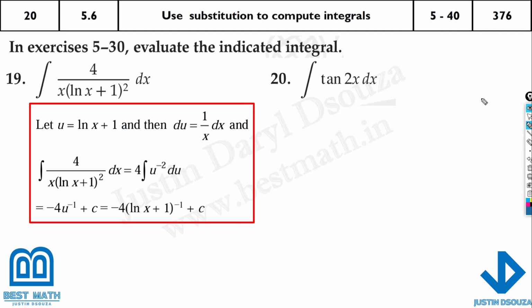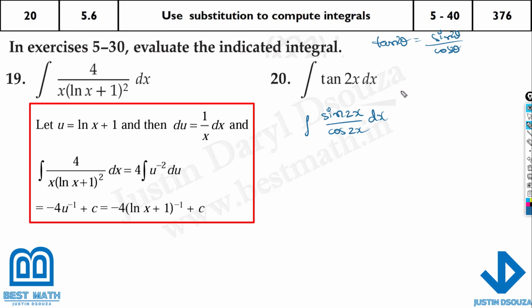The next problem here, we have tan 2x. Now there is no way you can integrate tan x directly, there's no rule to integrate tan x. But we can integrate sine divided by cosine, because tan theta is equal to sine theta divided by cosine theta, right? I'm just going to substitute that. Instead of theta, we have 2x. This will be equal to the integral of sine 2x by cosine 2x dx.